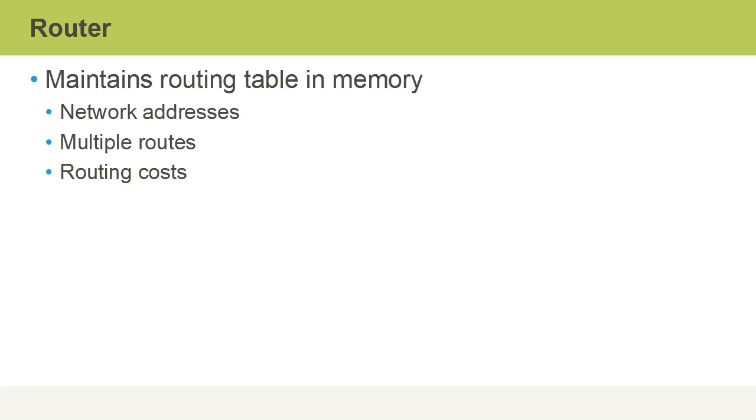Routers maintain their own routing tables in memory. So routers have memory just like a regular PC, and a routing table lists the best way to transmit packets to a remote network. So the routing table contains things like network addresses. There could be multiple routes to the same location, but with different efficiencies. We can also allocate, or it might automatically be determined, the routing cost. The routing cost is used to determine which path we should take when we have multiple paths to the same destination.